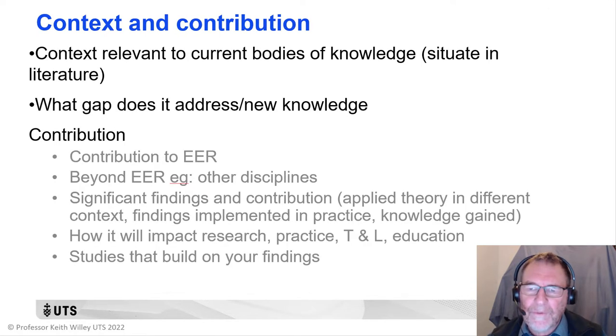It's also important to highlight in your award application your research in context. What are the current bodies of knowledge saying about the phenomenon you're looking at? Where does your work situate in the literature? What gap are you addressing? What new knowledge are you contributing? What's the contribution of your research to EER or even beyond that and in other disciplines? What's the significance of your findings and your contribution?